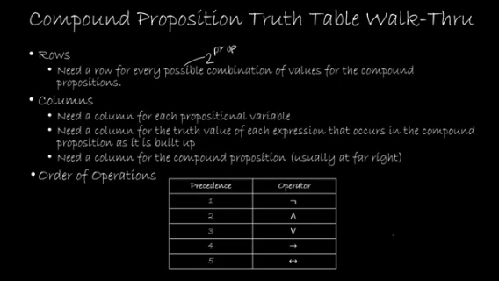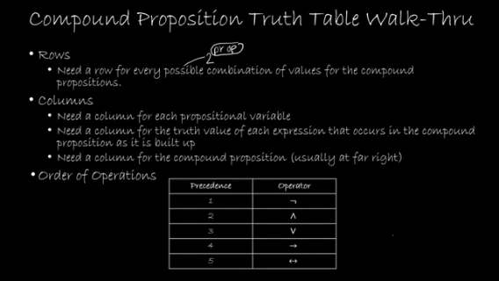In terms of the columns, you'll need a column for each propositional variable. So again, whatever this number is, you'll need a column for each of those. You'll need a column for every expression that occurs in the compound proposition, and you'll need a column for the final result, usually at the far right. So we can end up having quite a few columns.